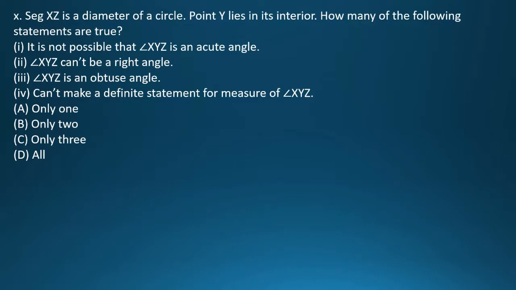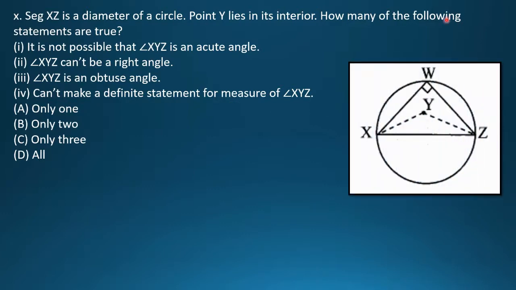The 10th sum. Segment XZ is a diameter of a circle. Point Y lies in its interior. How many of the following statements are true? So we have 4 statements here. The first statement is, it is not possible that angle XYZ is an acute angle. Second statement is, angle XYZ can't be a right angle. Third statement is, angle XYZ is an obtuse angle. And the fourth statement is, can't make a definite statement for measure of angle XYZ.